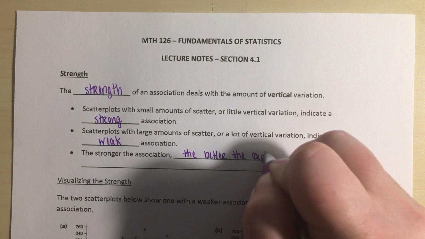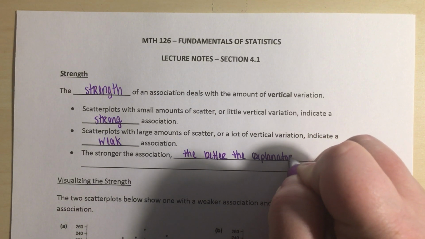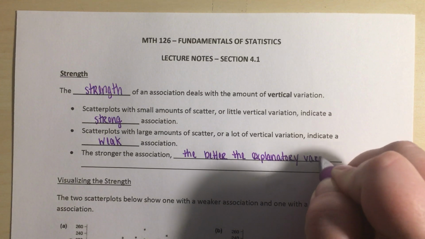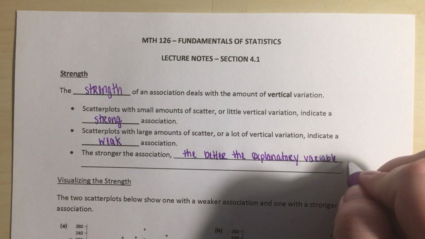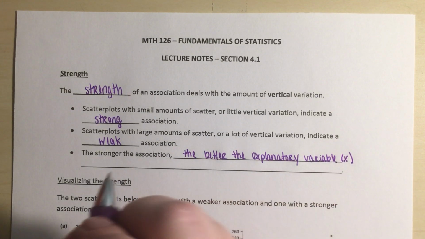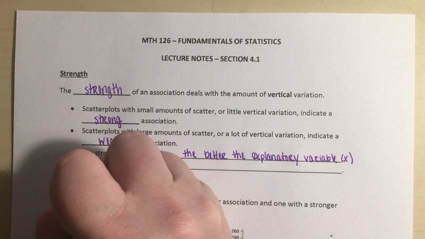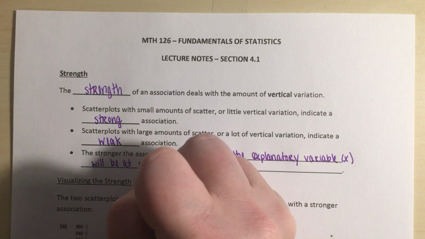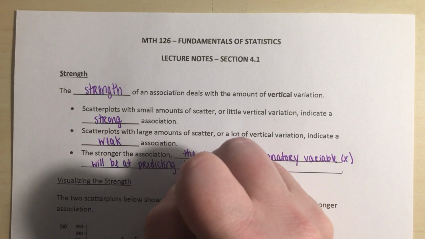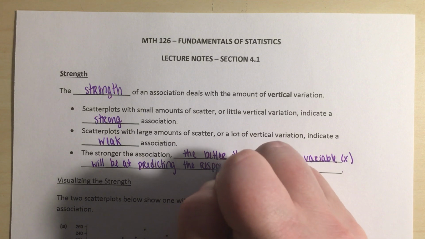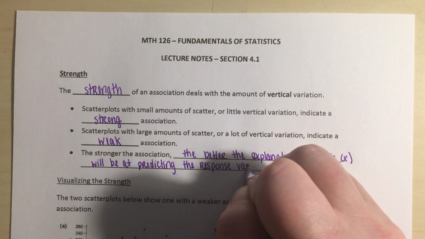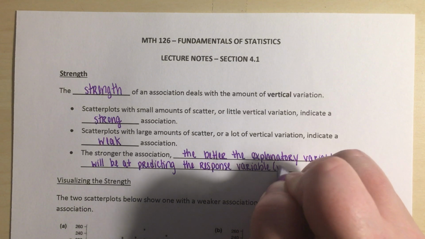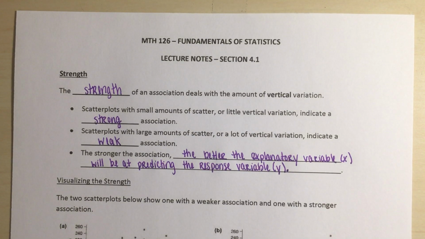the explanatory variable, which is x, will be at predicting the response variable, which is y. Right, so the stronger the association, the better prediction we're going to get. So the better x predicts y.